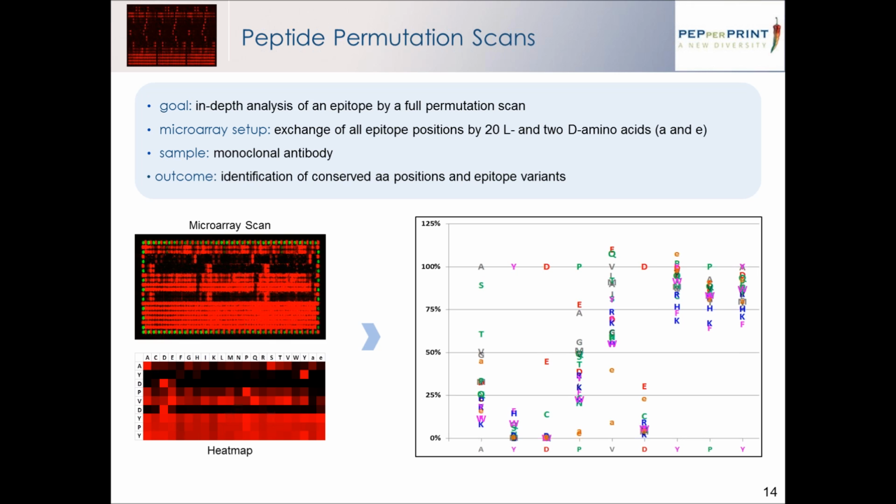Beneath, the mean intensities for all peptide variants are displayed. So here is the peptide sequence, and on the top you have the different amino acids that were used to replace each position. So the tyrosine on the second position, for example here, this tyrosine is very conserved, since replacement of this tyrosine by any other amino acid reduces the signal. Only if the tyrosine is used, you get a high signal intensity.